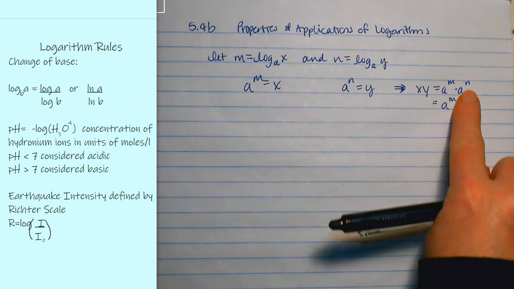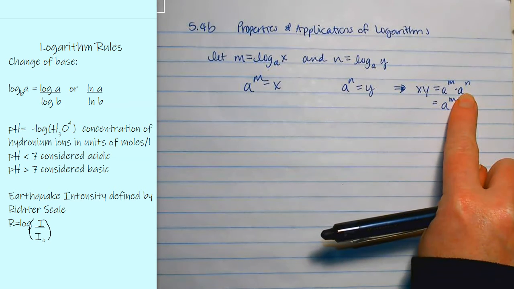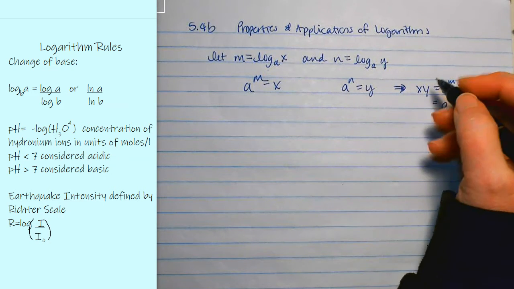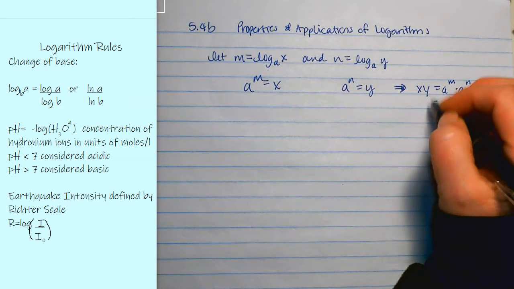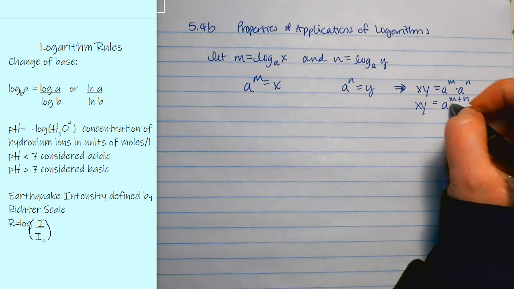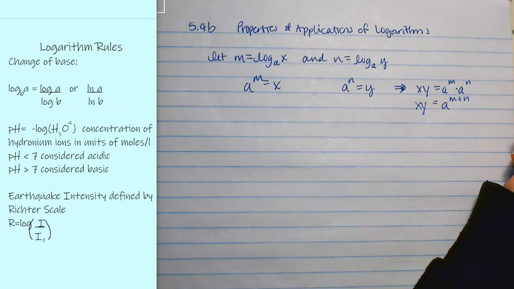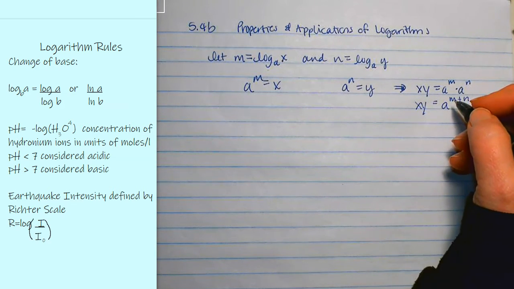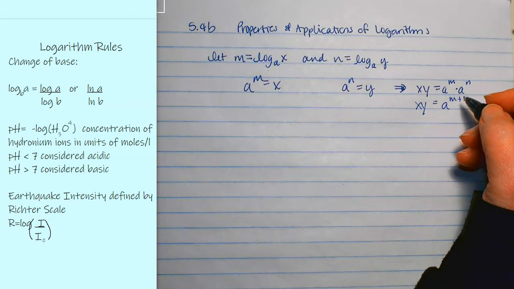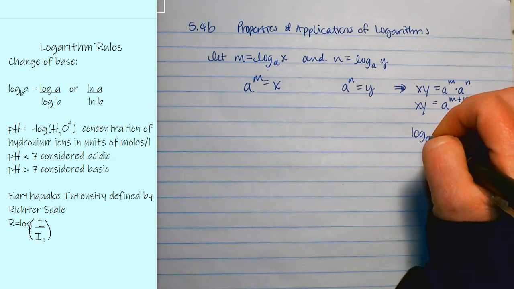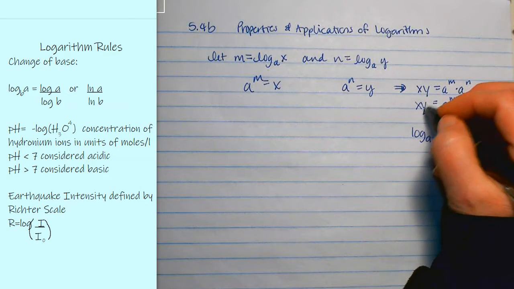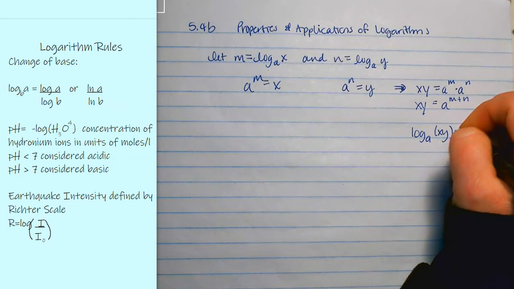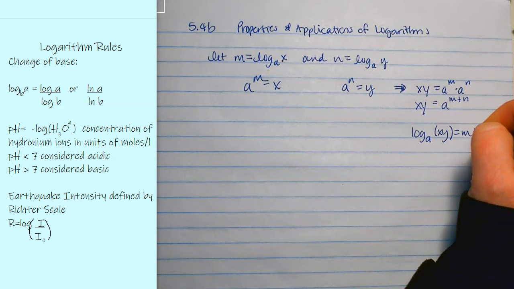And then we can take this statement here and rewrite it as a logarithm. Let's rewrite it all the way. So xy equals a to the m plus n. If we rewrite this as a logarithm, backwards from what we did here, we would say we have log base a of xy is equal to the exponent m plus n.